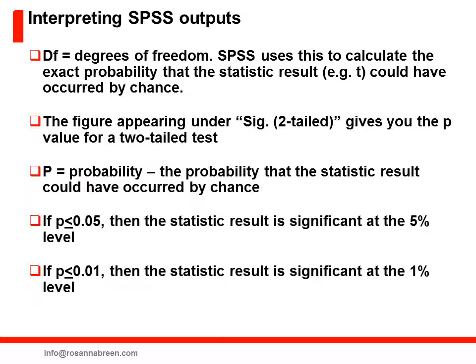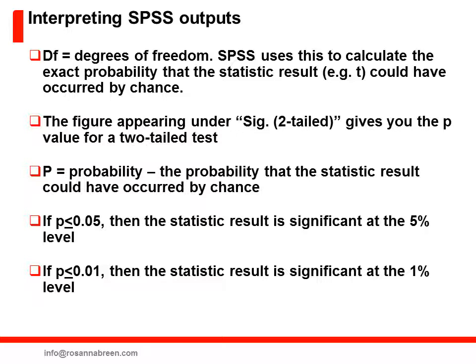When we're interpreting our SPSS outputs, we'll get a degrees of freedom statistic. SPSS uses this to calculate the exact probability that the statistic result, for example the t-test, could have occurred by chance, and it's always important to report the degrees of freedom, the statistic result, and the p-value. You'll find the p-value under Sig. (2-tailed) in any of the SPSS outputs. That gives you the p-value for a two-tailed test.